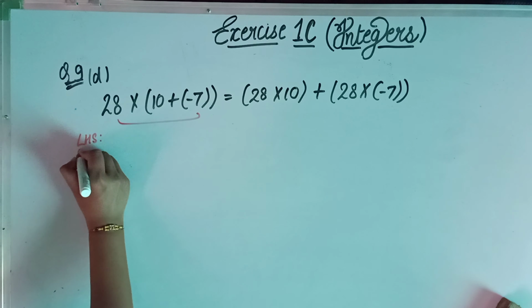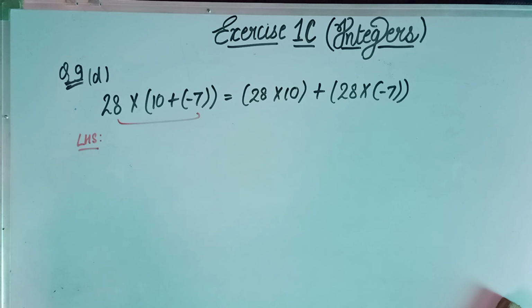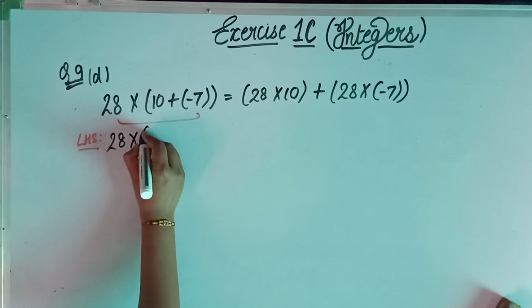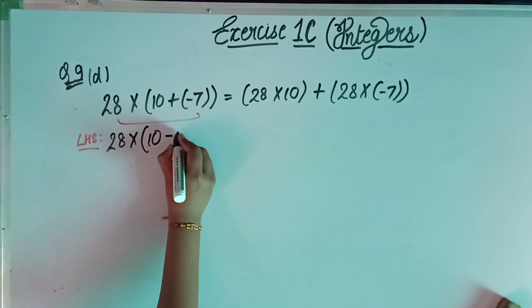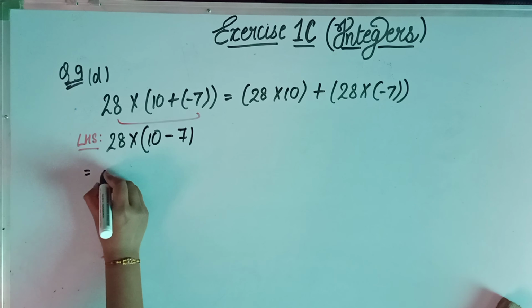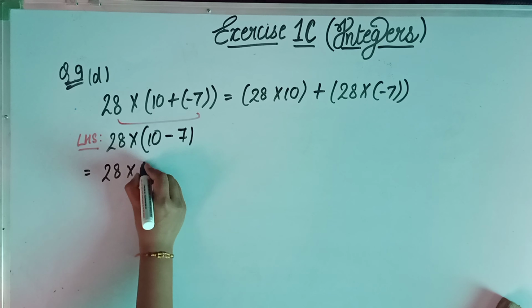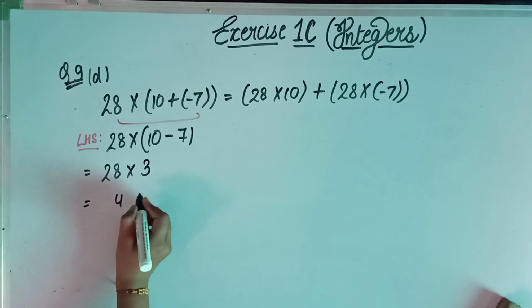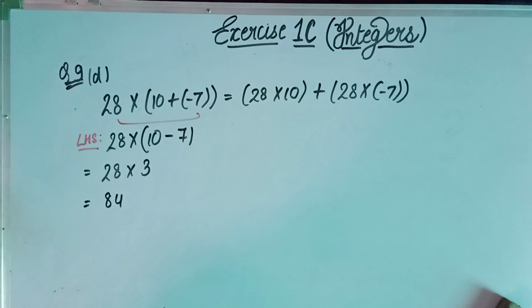So our LHS is, I told you that firstly we need to solve the bracket. So 10 plus minus minus 7. Okay, so 10 minus 7 is 3. Now we need to multiply 28 by 3, that gives 84. Okay, so now we are going to solve the RHS part.